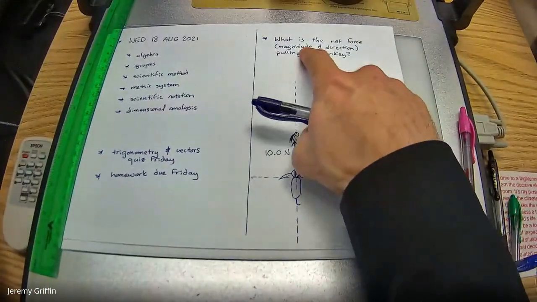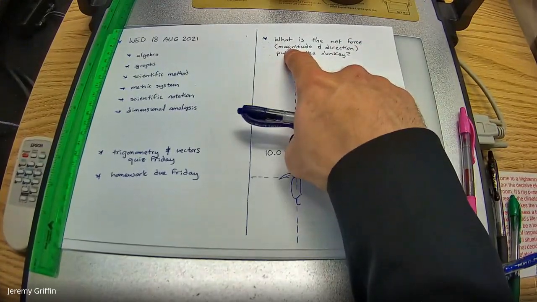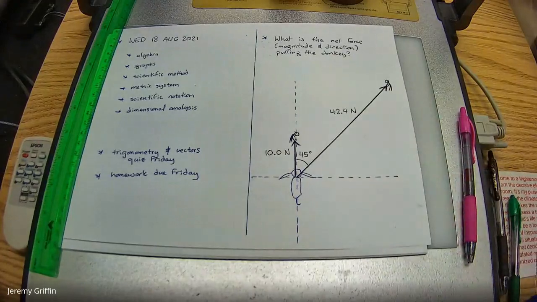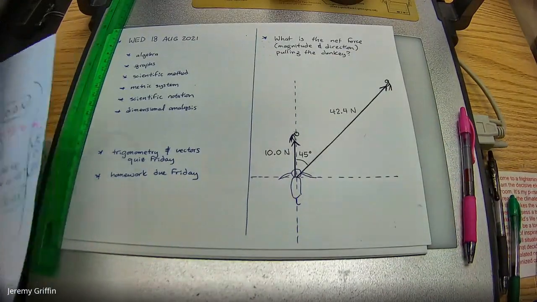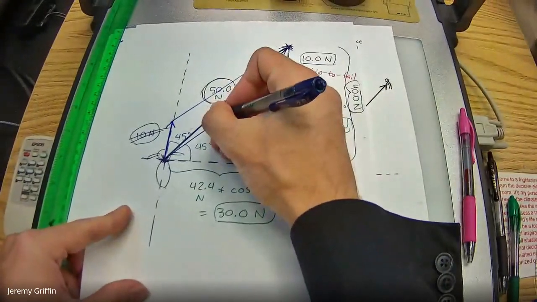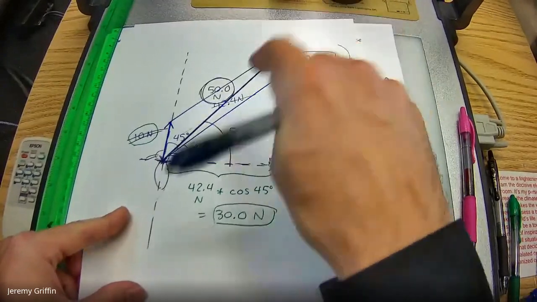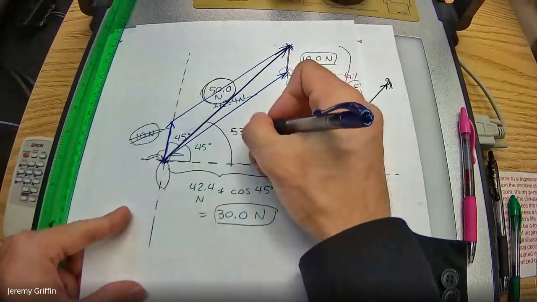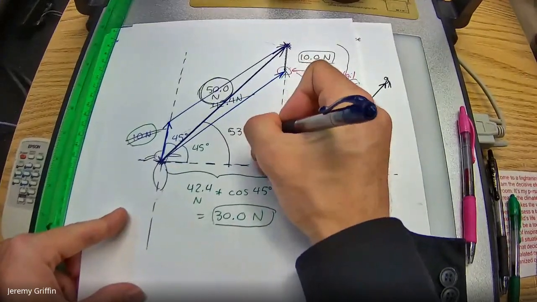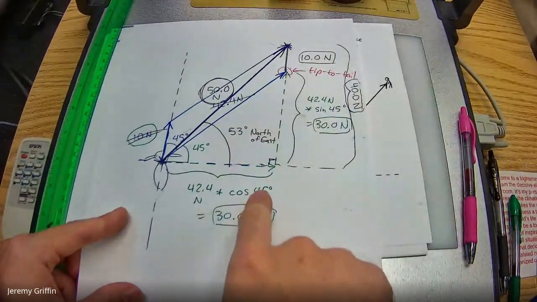Go back to this question. What's the net force on the donkey? Magnitude, which we just got, that's 50 newtons. Also direction. You're saying this angle right here is 53 degrees. That would be north of east.